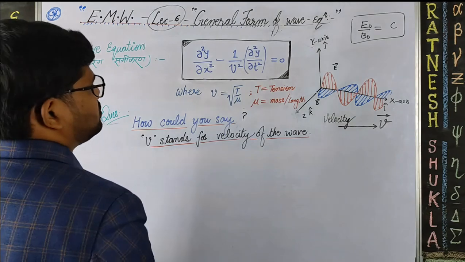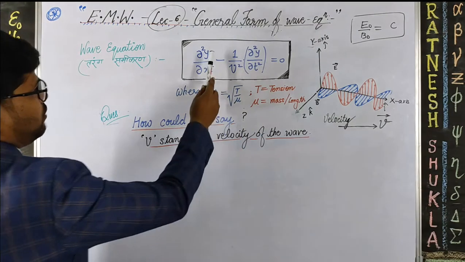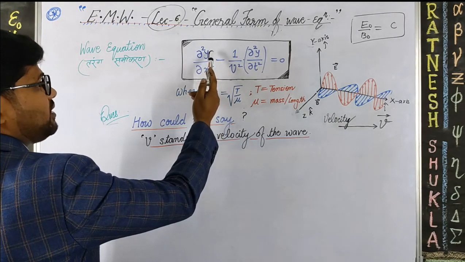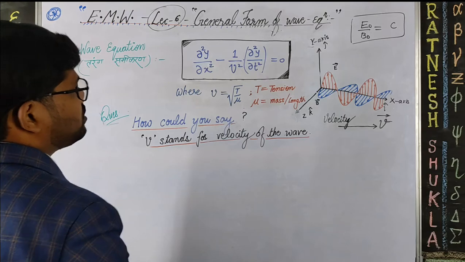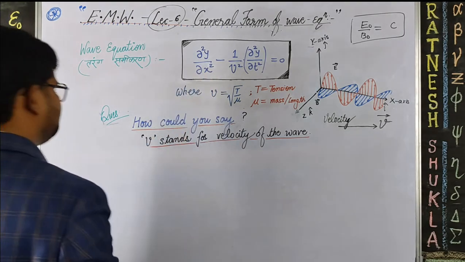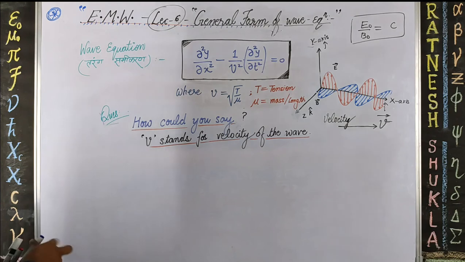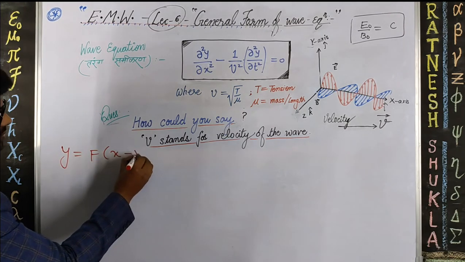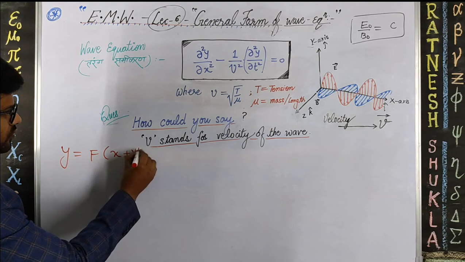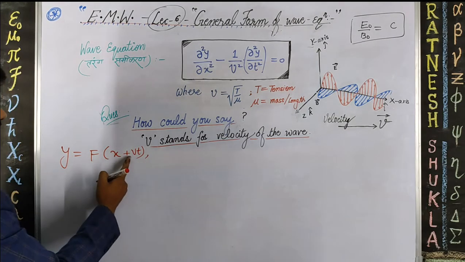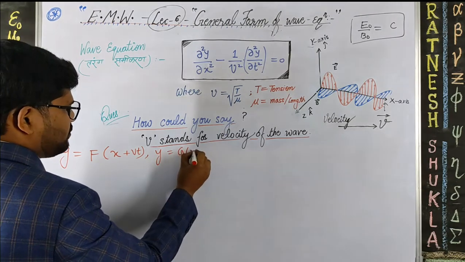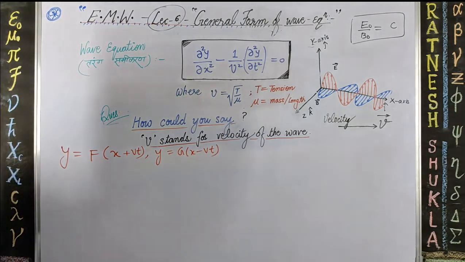The way you do that, you ask yourself, what is the nature of the solution of this equation? Means what kind of function y is? What function do you think will play an important role here? Dear friends, y can be any function you want, but only through this combination x plus minus vt. y equals f of x plus vt, or y may be g of x minus vt.